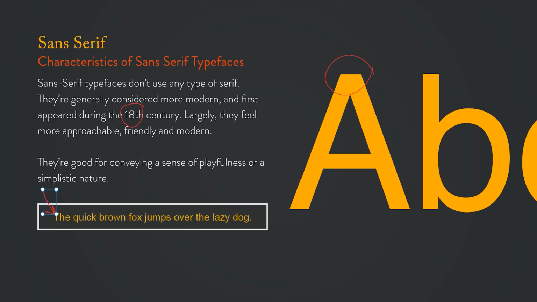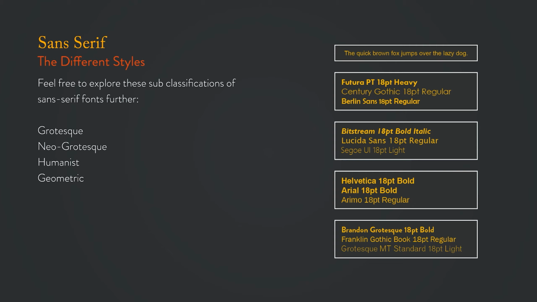They're good for conveying a sense of playfulness or a simple nature because the shapes themselves are much, much simpler in their form. There are different styles of sans serif as there are different styles of serif. Grotesque, neo-grotesque, humanist, and geometric. Again, you can probably guess. Century Gothic is a geometric sans serif, although also it's one of the older ones, so it's probably grotesque as well. Again, lots of typographers are probably going to get angry at me. There's a whole world of this, so please go and explore it yourself.